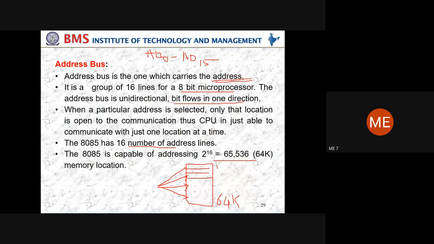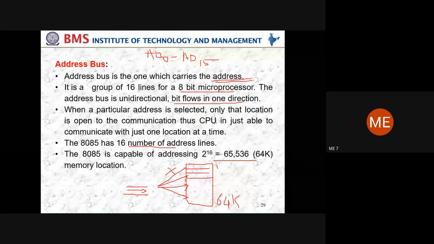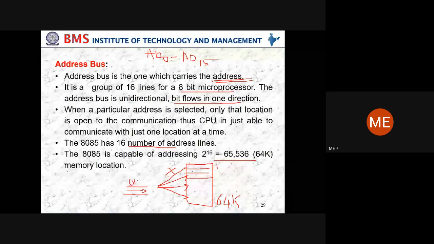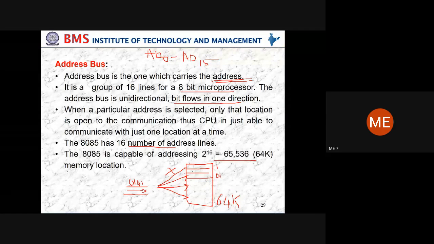This is not possible. Communication from the address bus with various memory locations at the same time is not possible, because there is only one address bus and only one address passes through at a time. Let us say this address is 0101; I'll simply write 0101. Now 0101 is associated with one particular location.